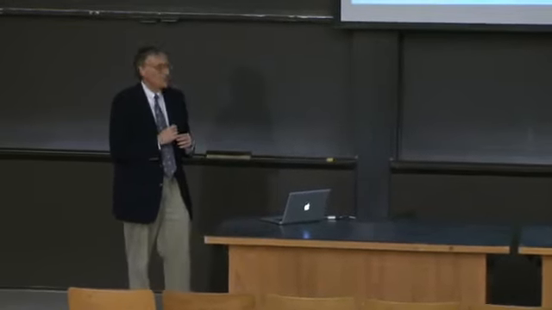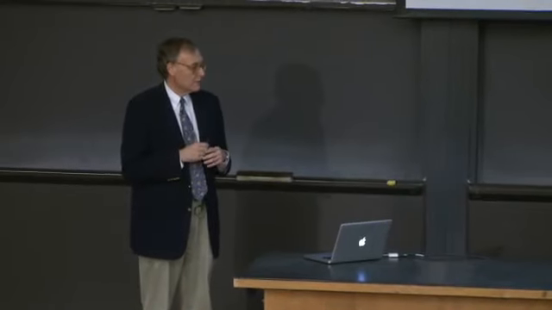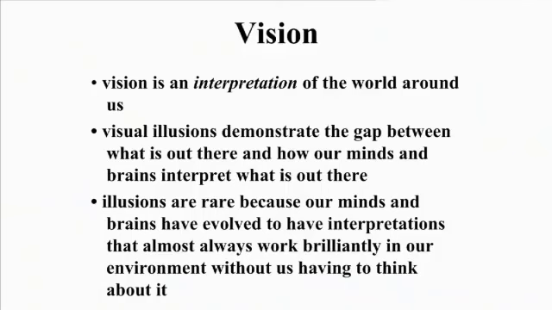So I'm going to try to convince you of something that might not be obvious to people when they first think about it, that vision is an interpretation of the world around us. It's not simply a video camera or a mirror. It's an active calculation of what's out there, and we see through inference what we believe that we see. And visual illusions, and you've seen some before, and I'll show you some again, are not just illusions to trick people and confuse them, but they're demonstrations of the gap between what's actually out there in the world and how we interpret it.